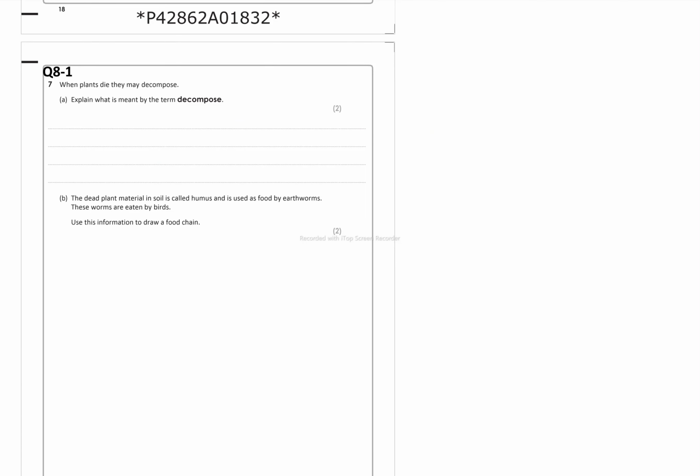Right, what does the word decompose mean? It's the breakdown or digestion of organic matter by what? I tend to put fungi, but you can put fungi, microorganisms, bacteria.